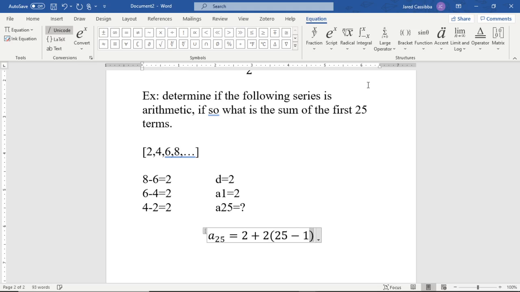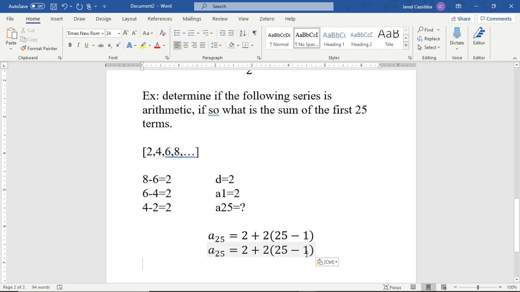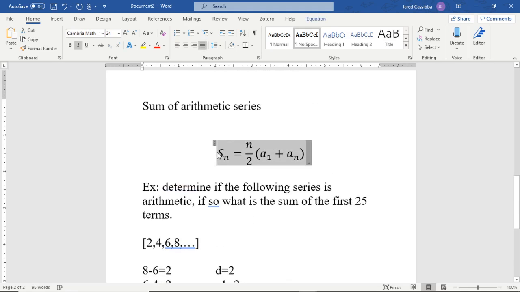So let's do some reducing. 25 minus 1, well that's 24. 24 times 2 is 48. And then plus 2, well that's 50. So our 25th term, which goes here, is 50. And now we can figure out what our sum is, because I have the first, I have the 25th, and that's all I need. So let's copy this real quick.